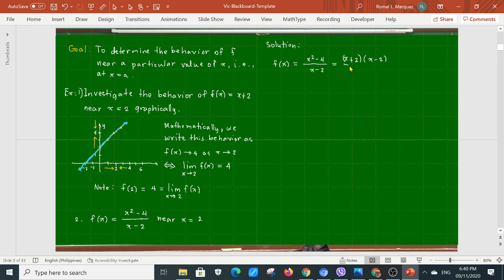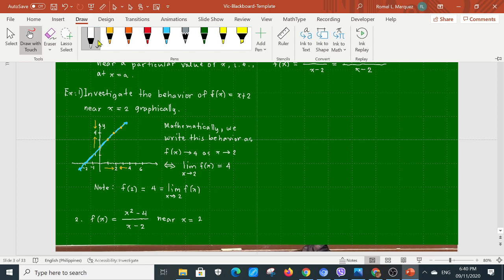No one is answering. Do not chat for your answer because I can see the chat box, because I'm on full screen. What's happening, guys? What's now the simplified form?